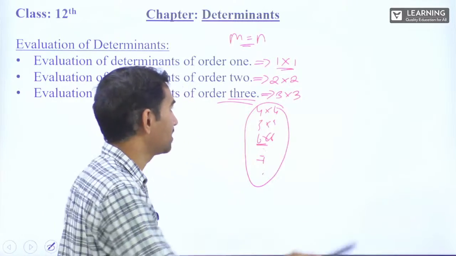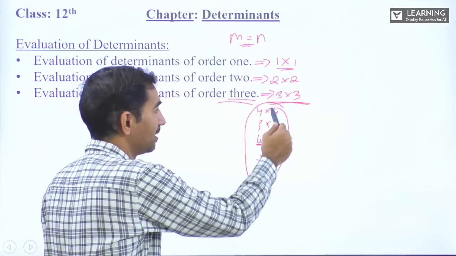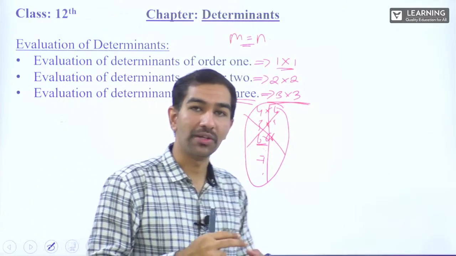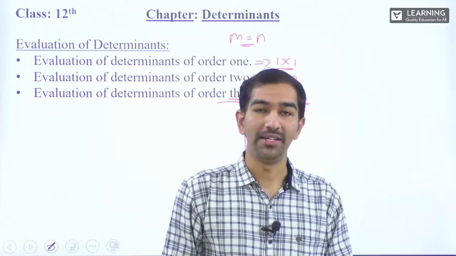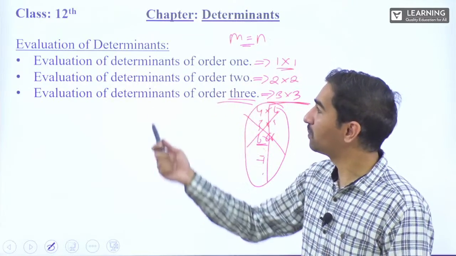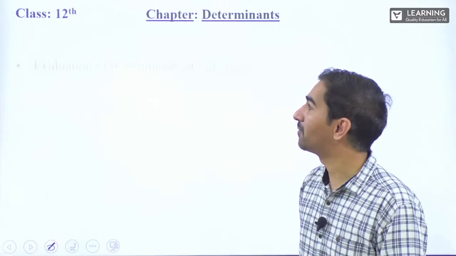So in your syllabus, we are only restricting until here. These are not included. We are only studying evaluation of determinants of order 1, order 2 and order 3. So these are the orders. We'll start with the very first one, evaluation of determinant of order 1.